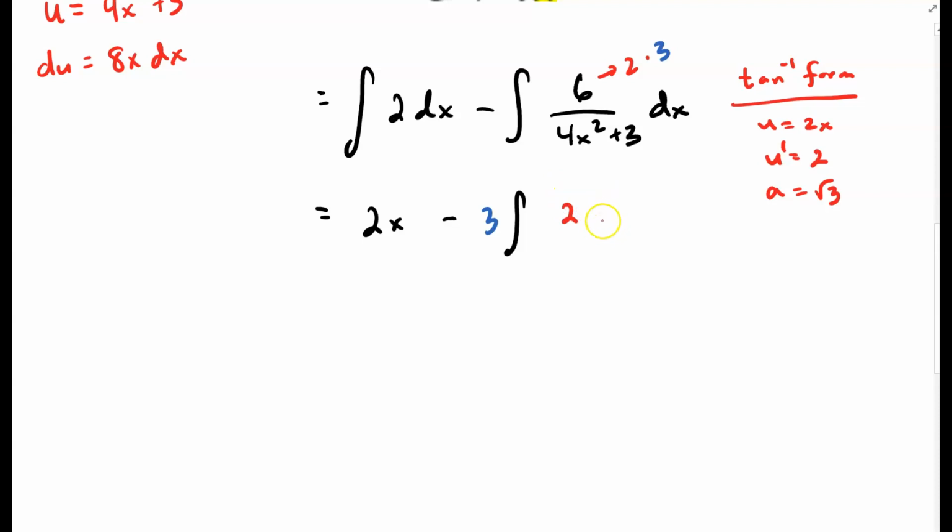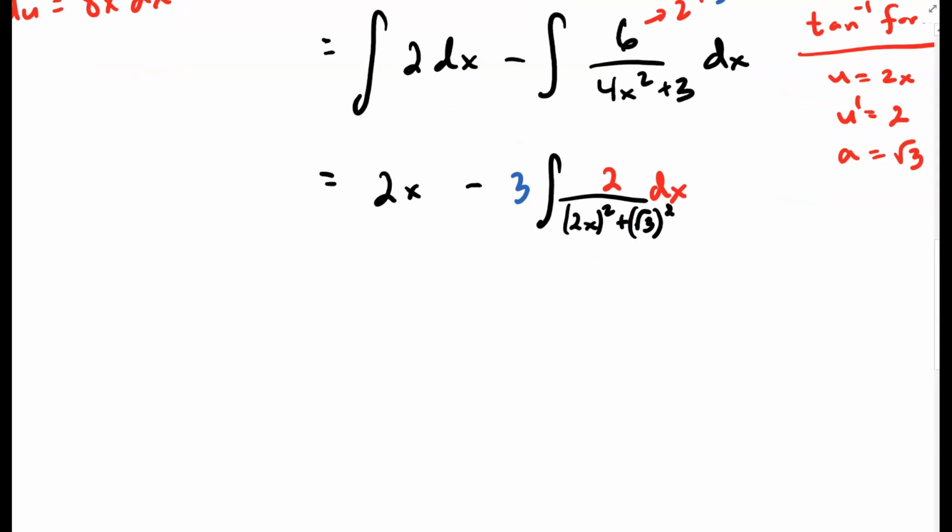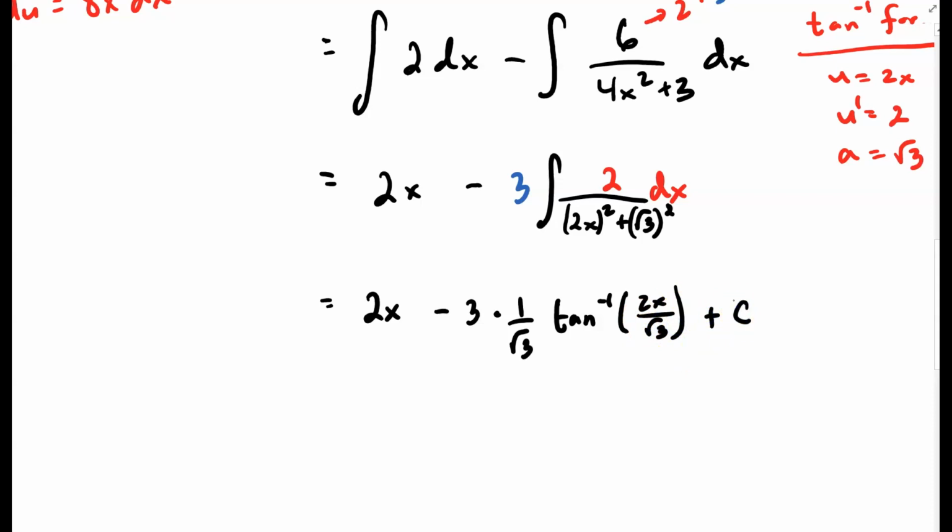Okay, so this is minus 3 times the integral of 2 dx, right? There's your hook-on factor. And then I have the 2x squared plus root 3 squared. Okay, so let's finish this off. All right, so this is tan inverse form. Okay, so minus 3 times 1 over a, which is root 3, tan inverse of u over a. So 2x over root 3. Plus a constant because this is indefinite.